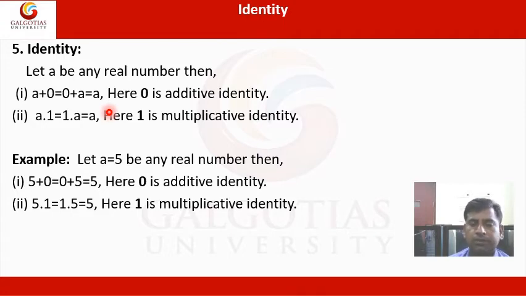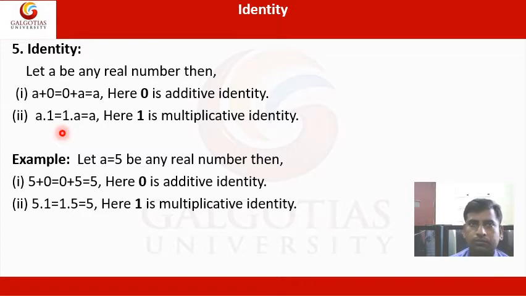As we have defined the additive identity, in a similar way we can define the multiplicative identity, like A into 1 equals 1 into A equals A. Here 1 is called the multiplicative identity. That means if we multiply any number by 1, we will always get the same number A.